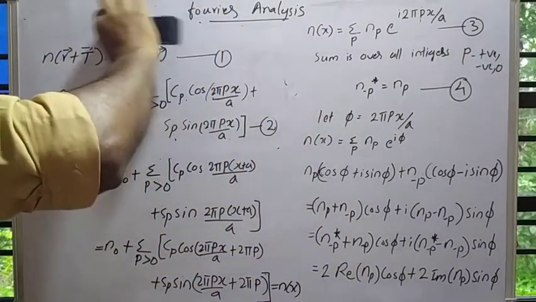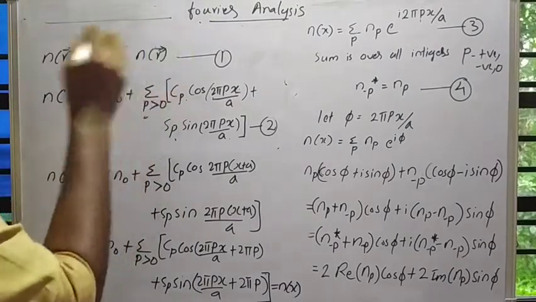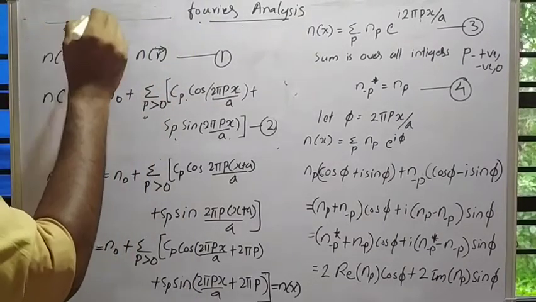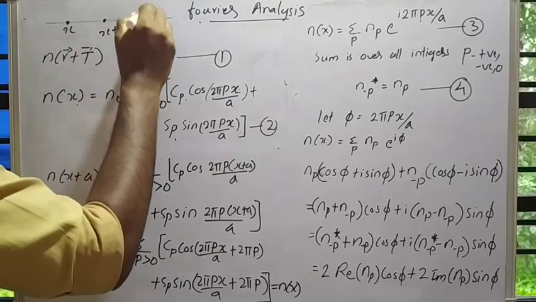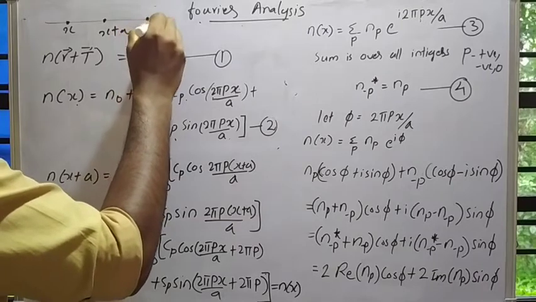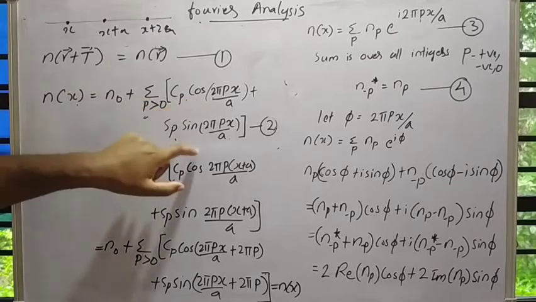Let me consider a one-dimensional lattice. This is a one-dimensional lattice, and this is the point x, and this is the point x plus a. This lattice has a period a, so this is x plus 2a. In that one dimension, the number density at the position x, a non-sinusoidal periodic function, can be expressed by the sum of sines and cosines.